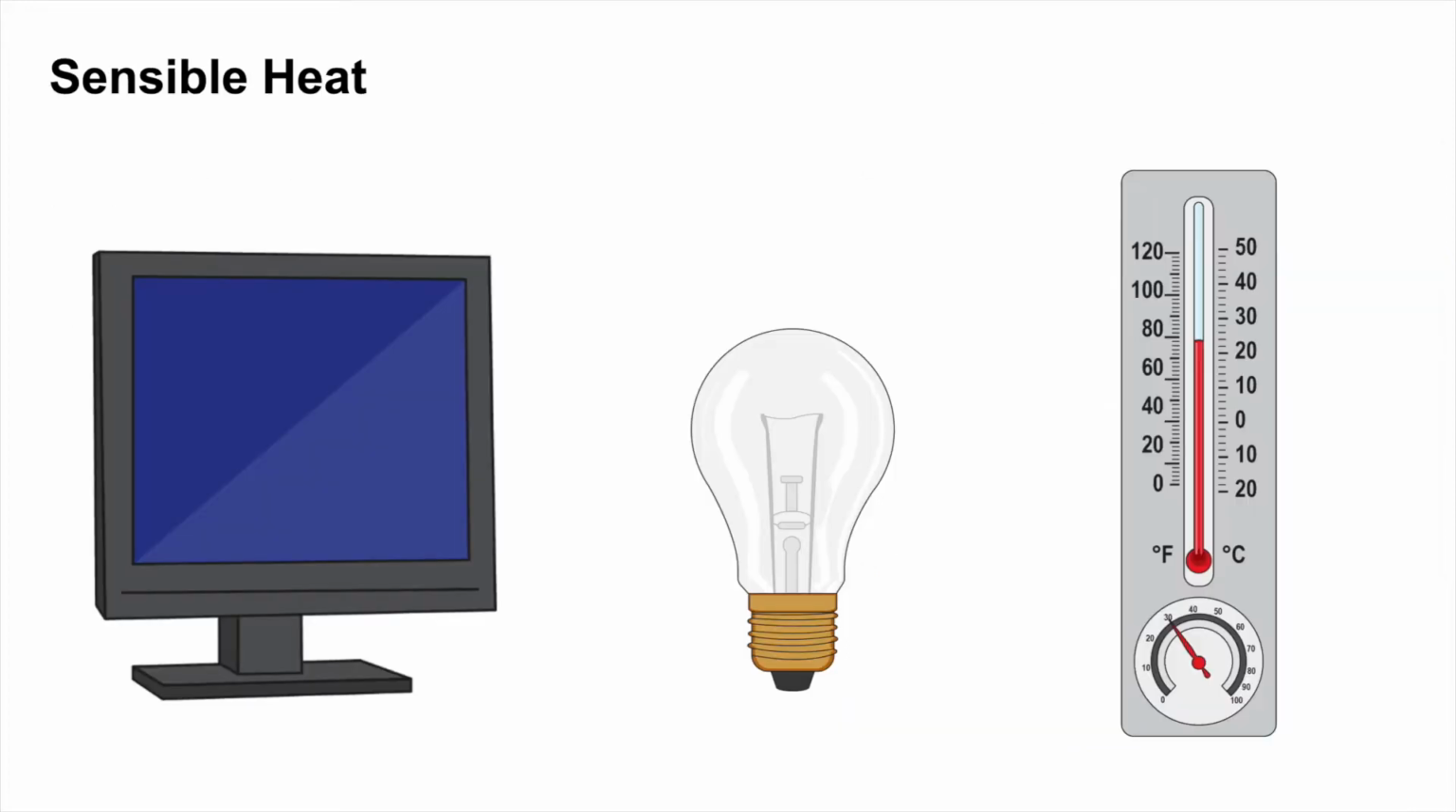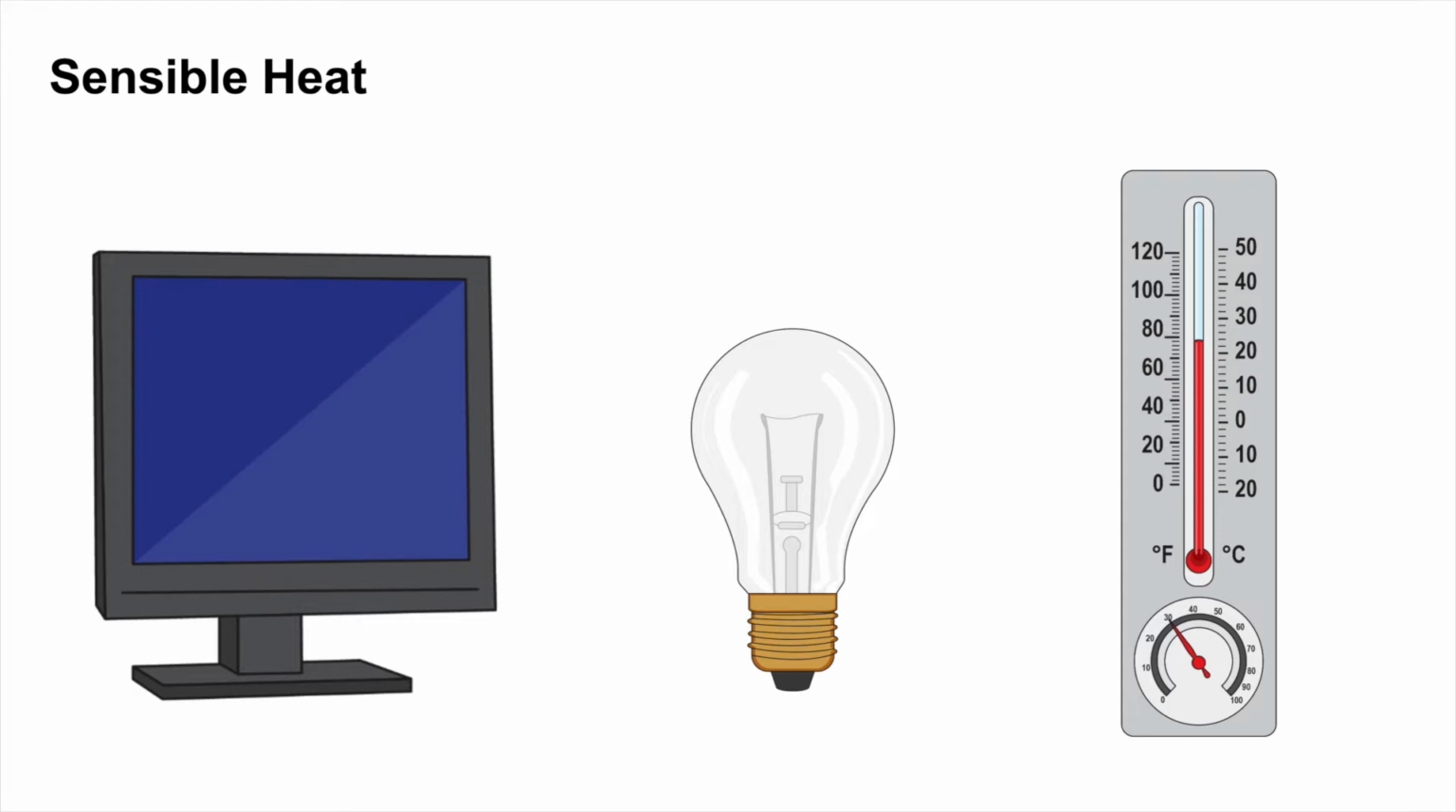So, types of heat: sensible and latent heat. Sensible heat is the most straightforward kind of heat. In a silly way, this is heat that feels hot. This is heat that raises dry bulb temperature. So a light bulb, a computer, the sun beating down on pavement, that's a form of sensible heat.